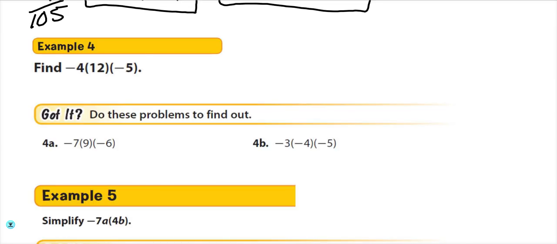So we're going to do -4 times 12. We know 4 times 12 is 48. And then there's opposite signs, so that's going to make it negative. Now we need to multiply that by -5.